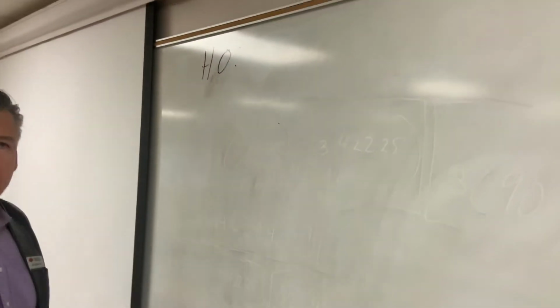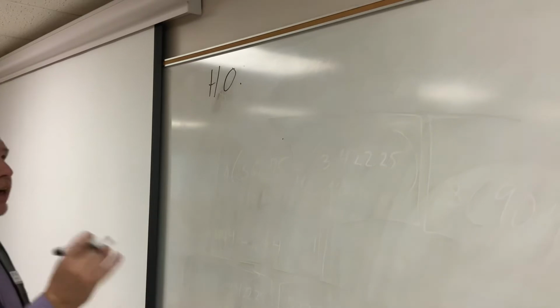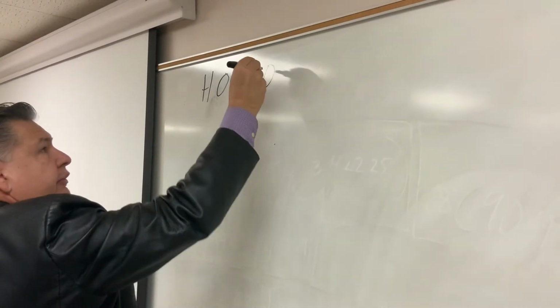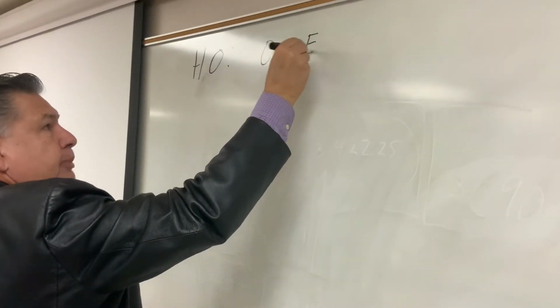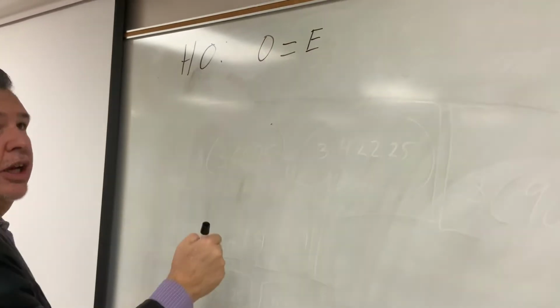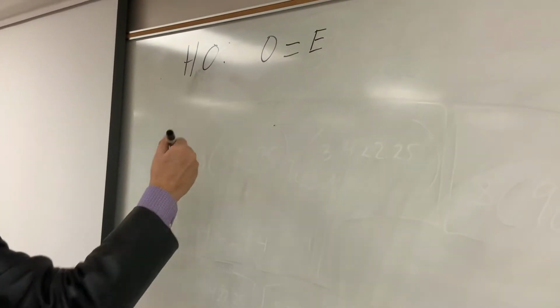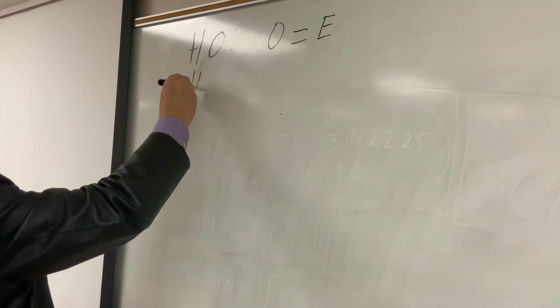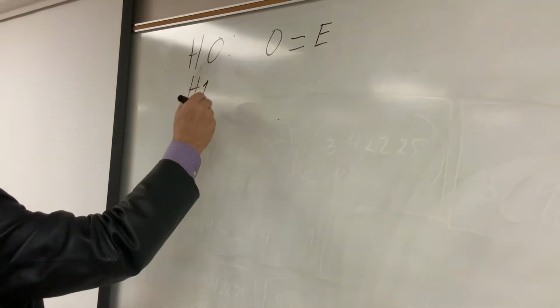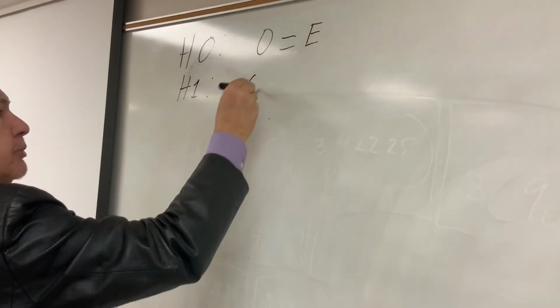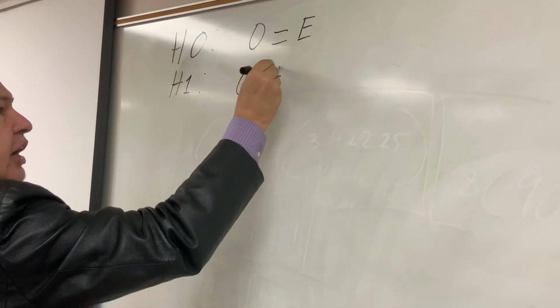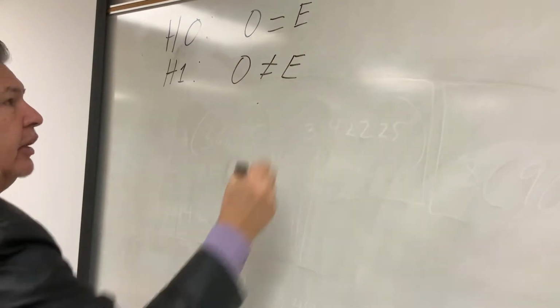The null hypothesis means that there's going to be no difference between our observed values and our expected values. So those are going to be equal, just like all the other tests. So with our alternative hypothesis, we're going to say that the observed values are not equal to the expected values.